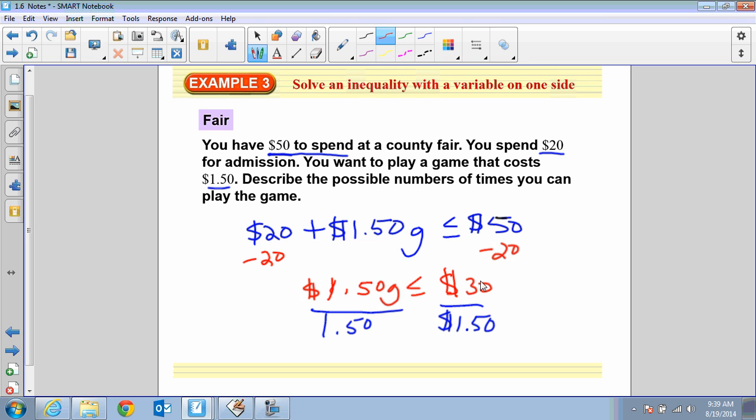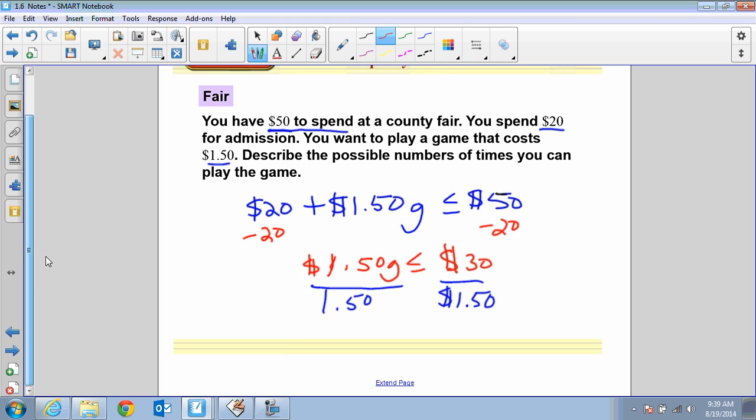Okay. And then what's 30 divided by $1.50? It's 20. Okay. So G is less than or equal to 20 games. You can play 20 games or less if you have $50 to spend. That's the max amount of games you can play. And that was how you would set it up using an inequality.